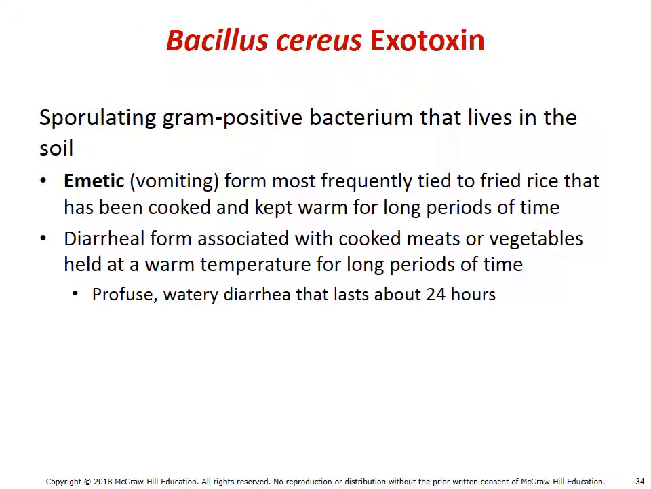Bacillus cereus exotoxin is another thing. The Bacillus cereus is going to produce this toxin that can cause vomiting, but diarrhea is also the major concern here. And as I said before, very short-lived and very quick onset usually.